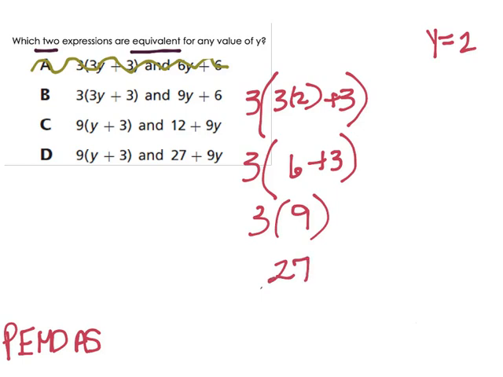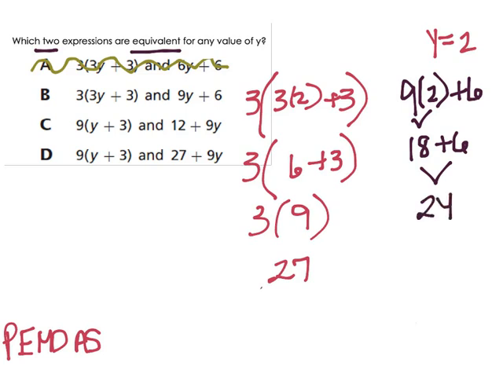All right, we're going to rewrite the second expression using substitution. So we have 9y. We are substituting y with 2, so 9 times 2 plus 6. Based on order of operations, I need to multiply first. 9 times 2 is 18. 18 plus 6 is my last step. 18 plus 6 is 24. Is 27 equivalent to 24? No, they are not the same value. So therefore, choice B does not work either.